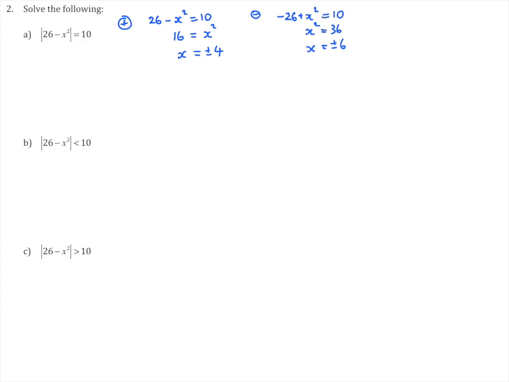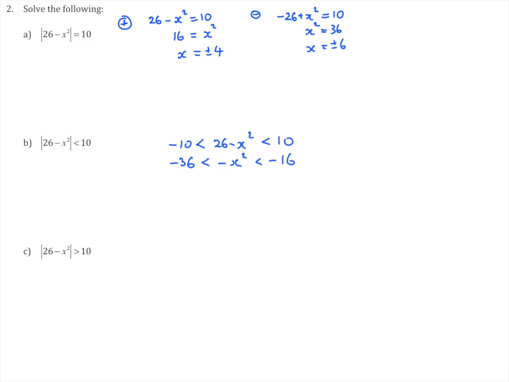So what we're going to say for this particular question is 26 take x squared must be less than 10 and bigger than -10, because between -10 and 10 are all the values that are less than 10 units away from the origin, or from our number. Now, if I look at this, I'm going to take 26 from all three sides. So -26 will give me -36 is less than -x squared is less than 10 take 26 is -16.